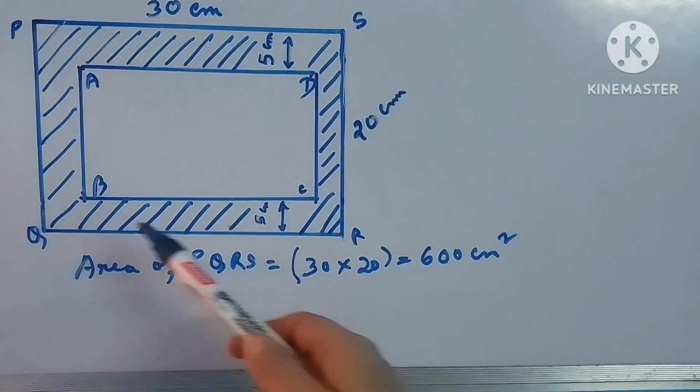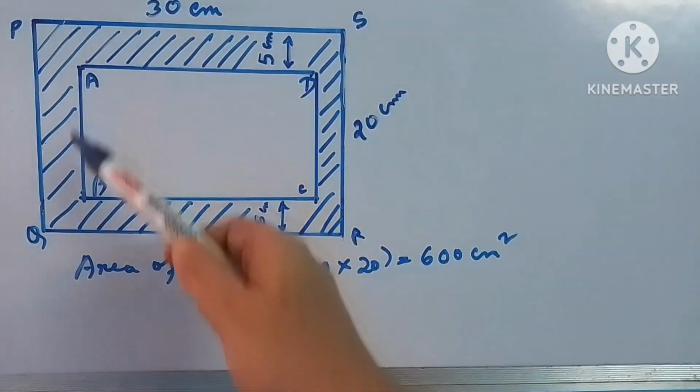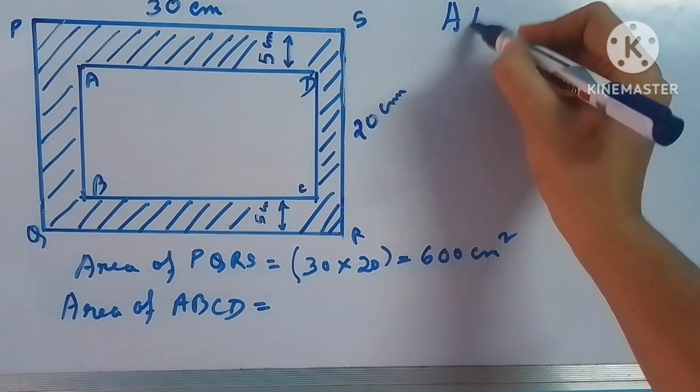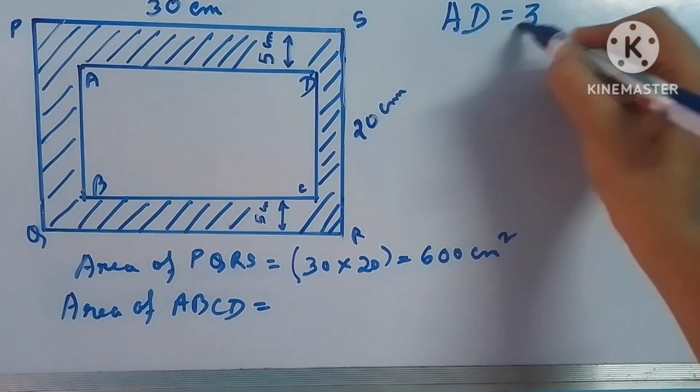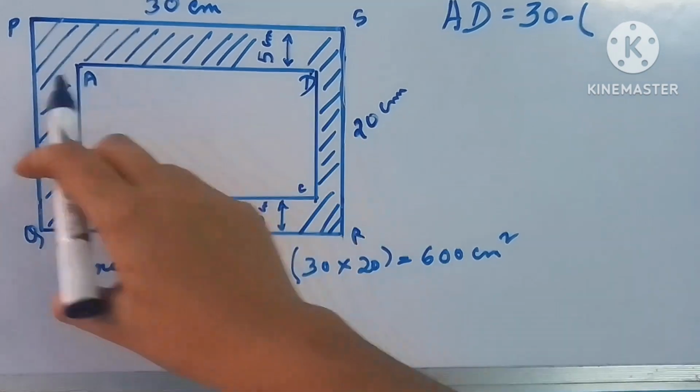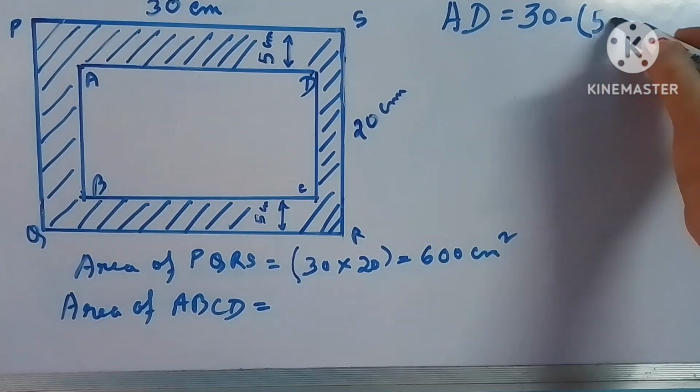Now I shaded the margin area we have to calculate, and first I calculated the area of the page. To get the length of the small rectangle, we have to eliminate the thickness of the margin 2 times from it, and same as the breadth.